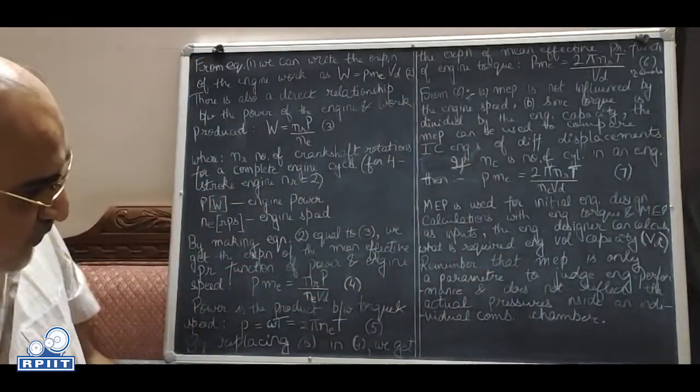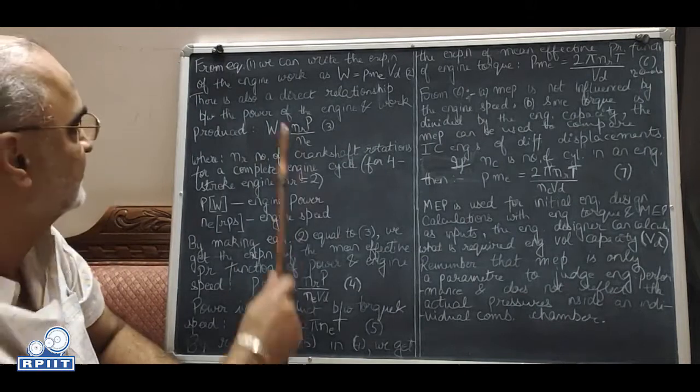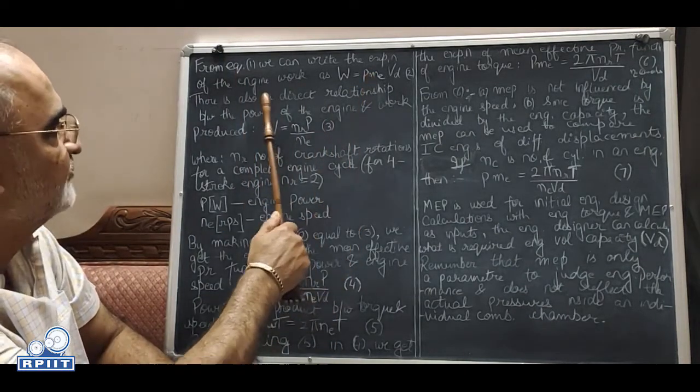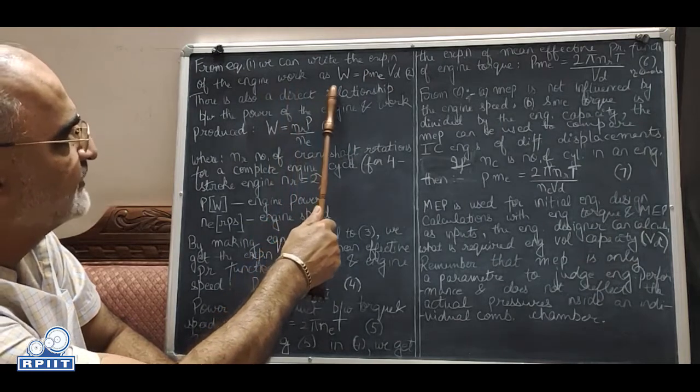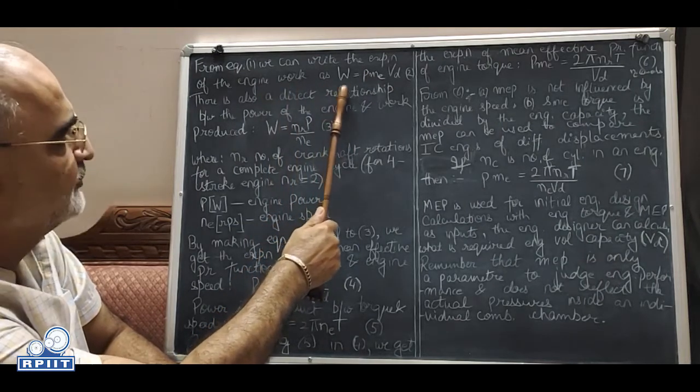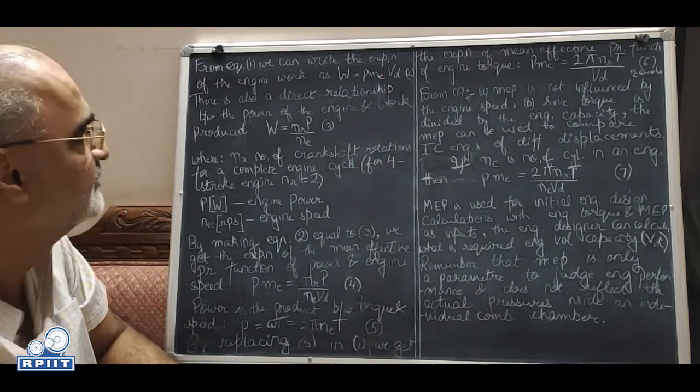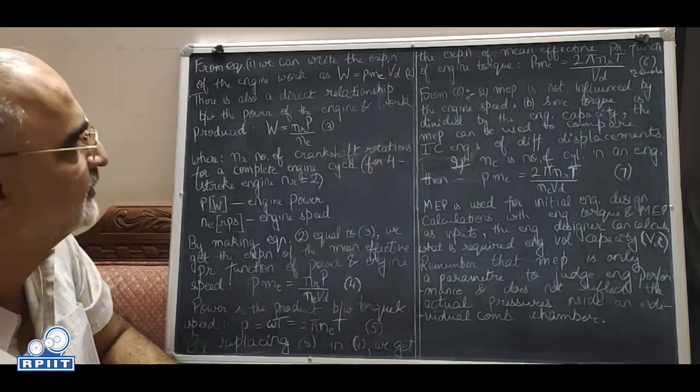So PME is equal to W by VD. This is equation 1. We can write the expression of the engine work as W is equal to PME into VD. We have just rearranged the equation. This we call equation 2.